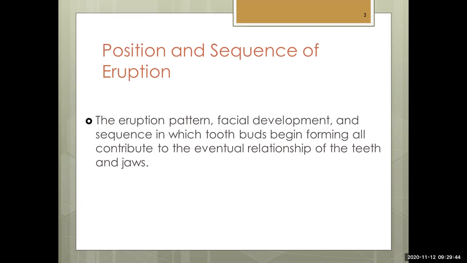The position and sequence of eruption, the eruption pattern, facial development, and sequence in which the tooth buds begin forming all contribute to the eventual relationship of the teeth and the jaws. You've got two parents, a mother and a father, or an X and a Y. And what usually happens with the offspring is you've got big teeth on a small jaw, because you get a little bit of something from everybody. Big teeth on a small jaw. That's what my family got, so we were an orthodontic nightmare. Yes, we're going back to chapter 6. This was in the beginning of the book, but I made it towards the end because it was just information that was too much for the beginning, along with anomalies.